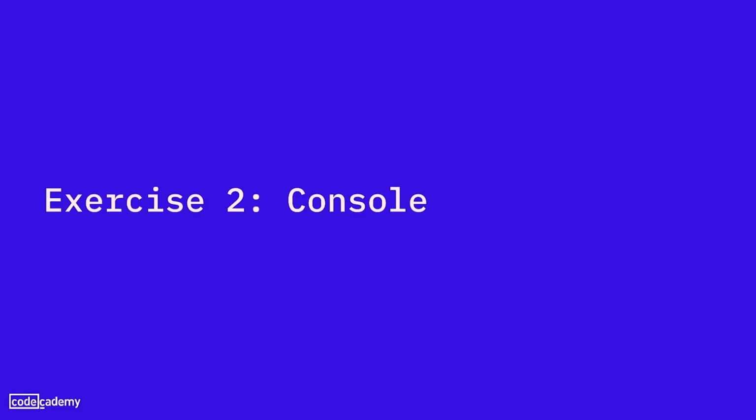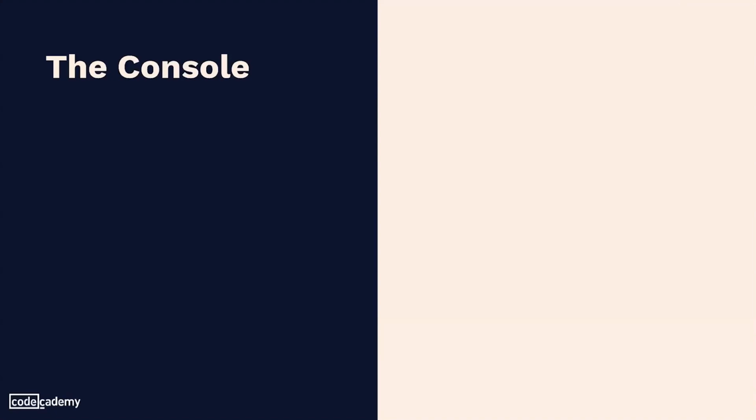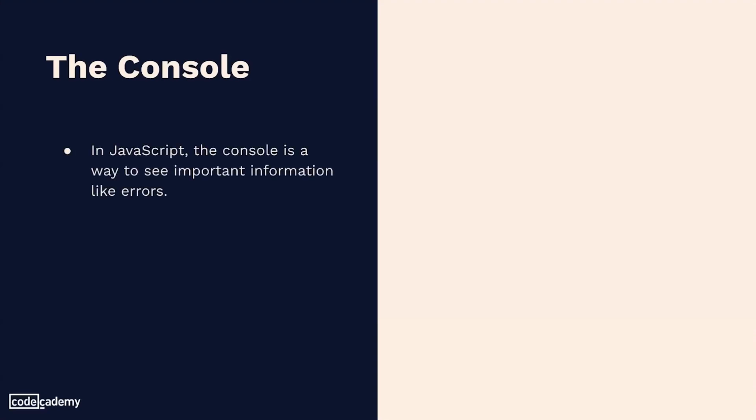Exercise 2, Console. Now that we've covered a bit about the JavaScript language, let's take a look at one of the most common components that we'll be interacting with, the console. In JavaScript, the console is a way to see important information such as code output, errors, and much, much more.